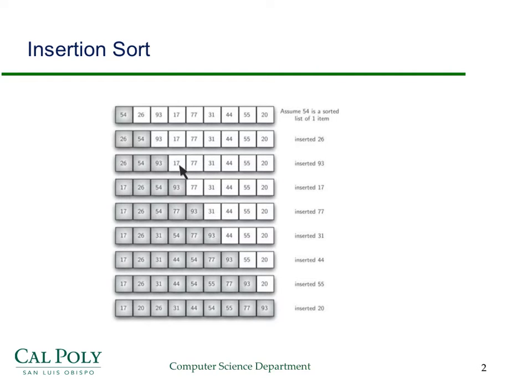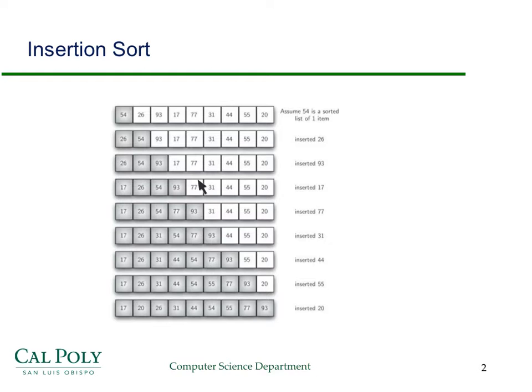Now, to save the swaps, we take 17 and store it away somewhere, and we compare it to 93. 17 is less than 93, so we slide the 93 over. 17 is less than 54, so we slide the 54 over. 17 is less than 26, so we slide the 26 over, and then we put the 17 in the first slot.